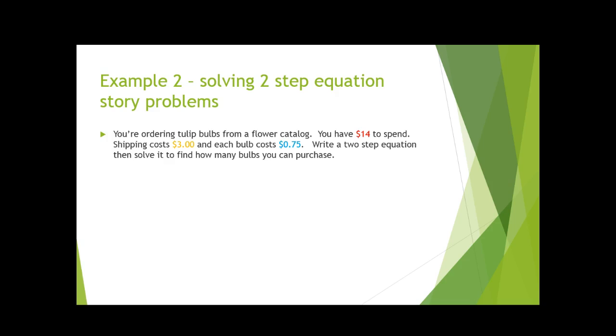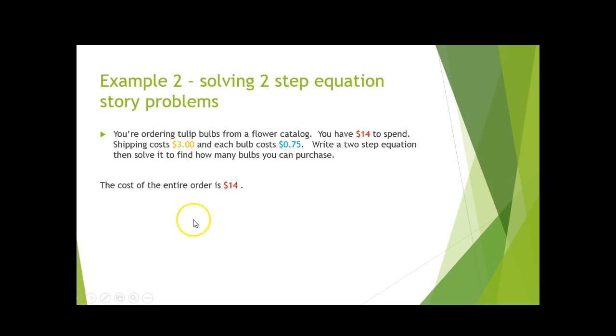You're ordering tulip bulbs from a flower catalog. You have $14 to spend. Shipping costs $3 and each bulb costs 75 cents. Write a two-step equation, then solve it to find out how many bulbs you can purchase. So the cost of the entire order, think of that as one quantity, is $14. I put this in the sentence like this because we're going to turn is into a symbol. Is turns into equals, and 14 is what we want it to come out to. So a bunch of stuff is going to equal 14.